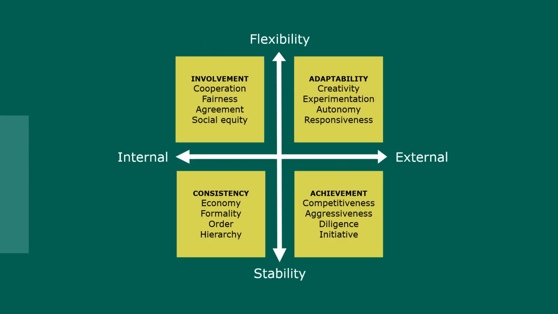If we put these two dimensions along a horizontal and vertical axis, four categories of culture associated with these differences, as illustrated here, are adaptability, achievement, involvement, and consistency. These four categories relate to the fit among cultural values, strategy, structure, and the environment, with each emphasizing specific values.